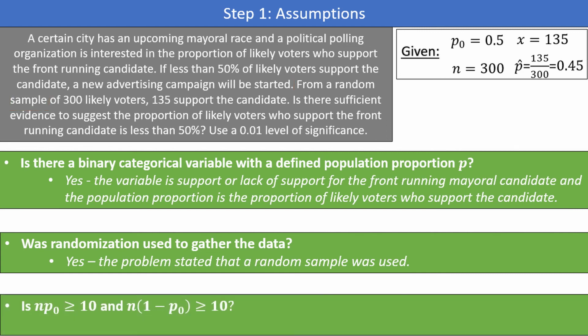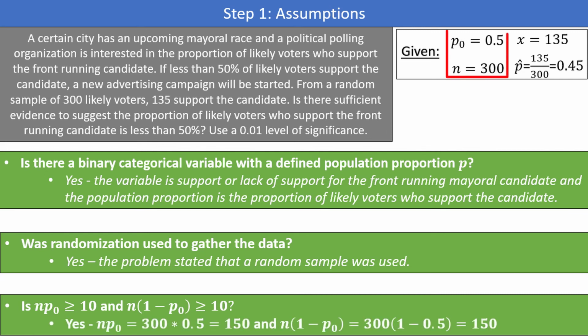Is n times p sub 0 at least 10 and n times 1 minus p sub 0 at least 10? N times p sub 0 is 300 times 0.5, and n times 1 minus p sub 0 is 300 times 1 minus 0.5, which both come to 150 and are much greater than 10. Therefore, the central limit theorem applies, and we can use the standard normal z distribution in our hypothesis test.